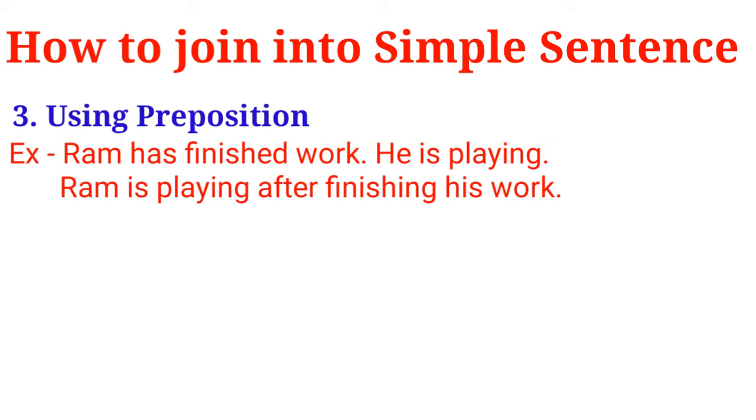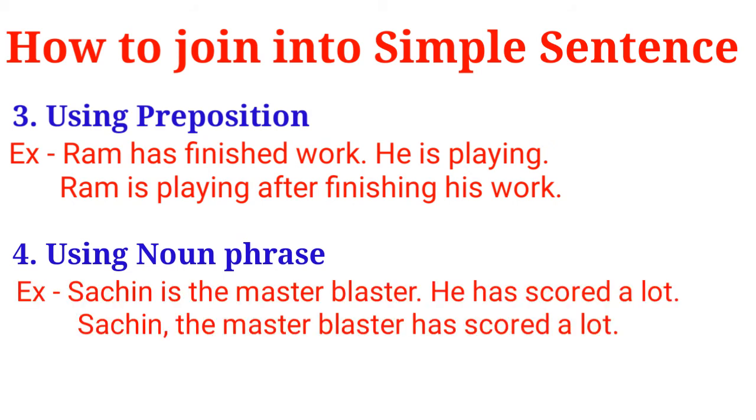The sentences in example are: Ram has finished work, he is playing. Ram is playing after finishing his work. Here the word after is preposition, and this is providing the structure of the simple sentence in joining. And number 4 tool is using noun phrase. Example, Sachin is the master blaster, he has scored a lot. So the joining becomes Sachin, the master blaster, has scored a lot. Here the master blaster becomes phrase of the noun, that is Sachin.